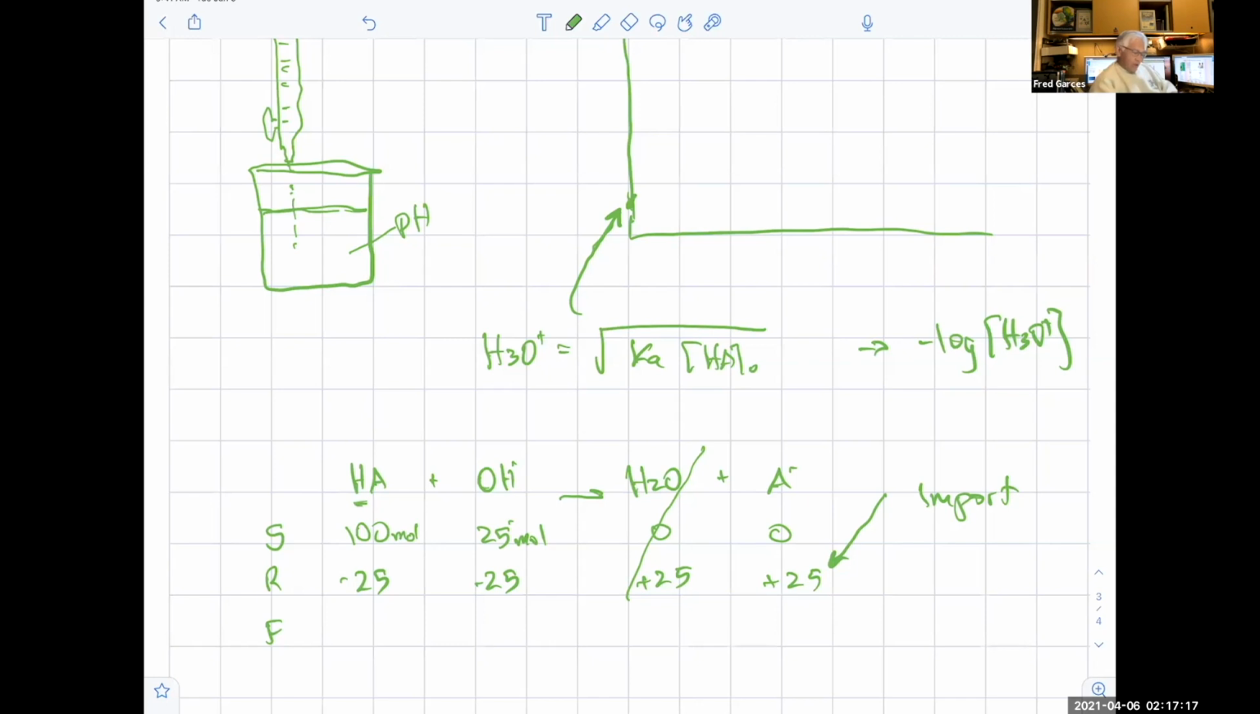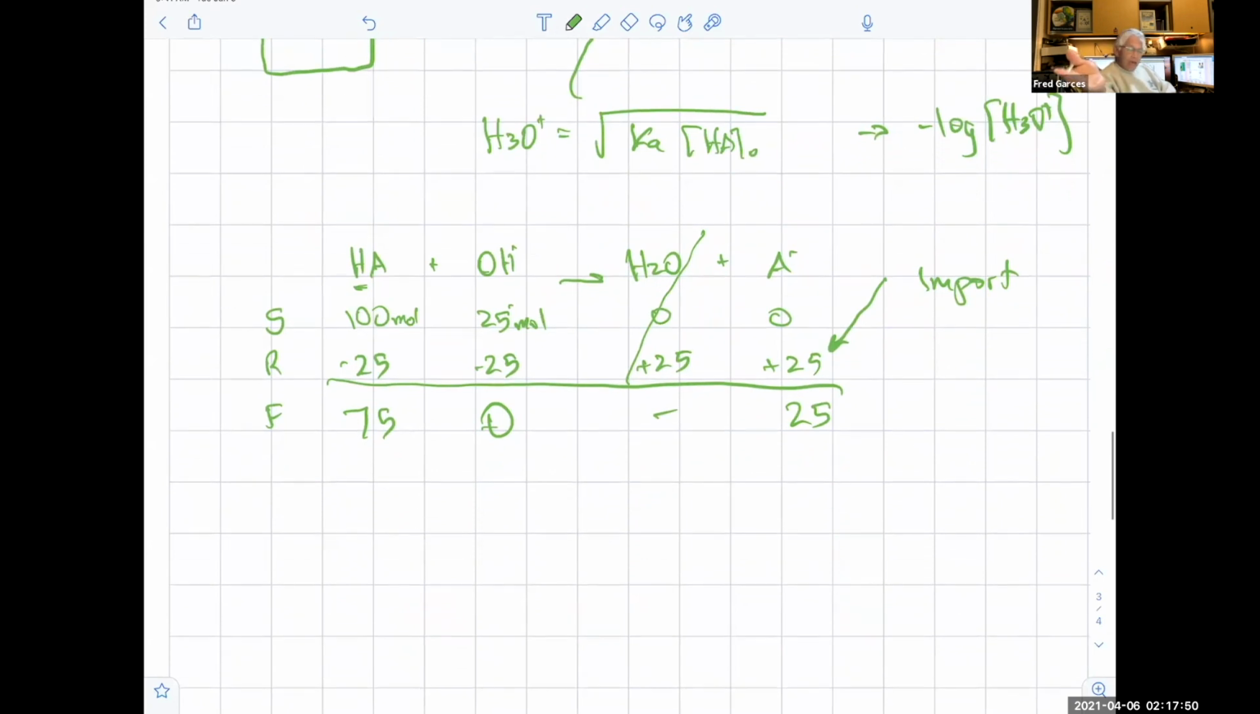Okay, so whatever gets used up in the beginning shows up as a product. So this will be 75, this will be zero, don't worry about that, and this is 25 right there. Guess what? We have a common ion effect now. Okay, why do we have a common ion? Because in the process of neutralizing some of the acid, we form the conjugate, and the conjugate is the common ion of the acid. Okay, so we can do the ICE table now.